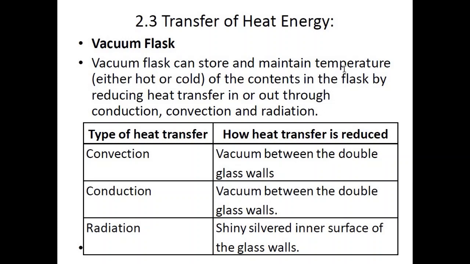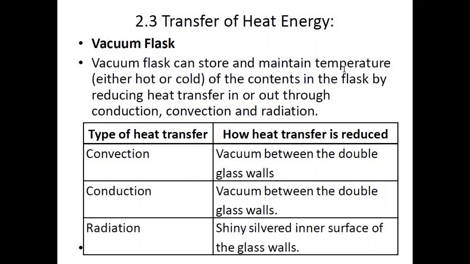How does convection work? The vacuum between the double glass walls of a vacuum flask prevents convection, heat loss due to convection. Then, as there is a vacuum between the double glass walls and no molecules present, it also stops conduction from occurring. Whereas the shiny silver inner surfaces of the glass walls, as they are silver or closer to white color, prevent or reduce radiation from being emitted outside the flask.